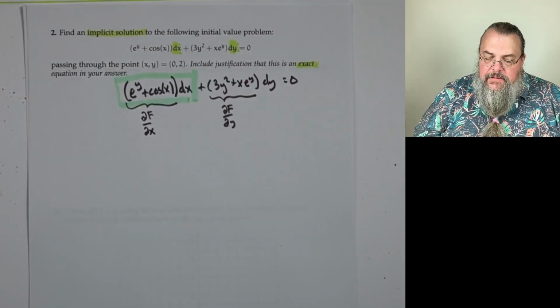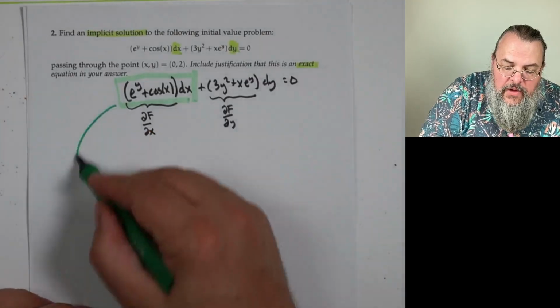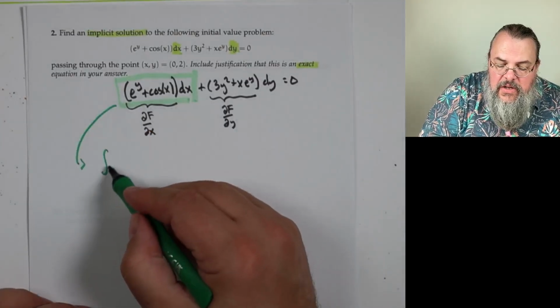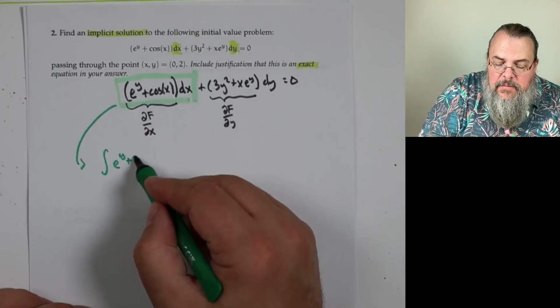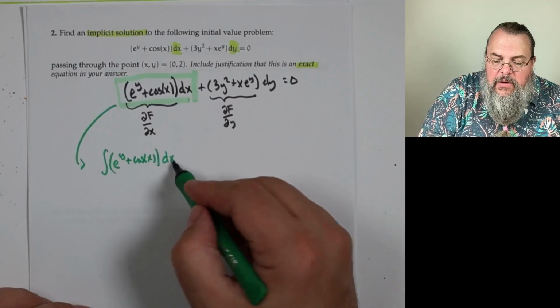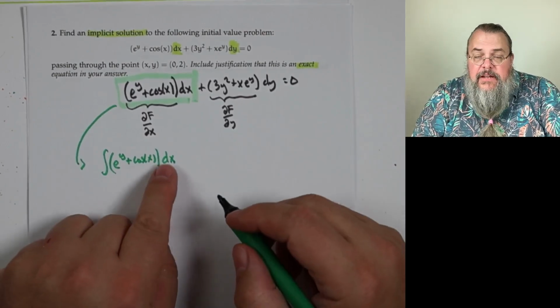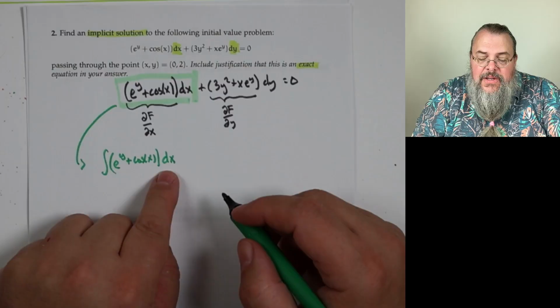So what do we have? Well, we have the following. We're going to say integrate e to the y plus cosine of x dx. And what that means is when we're integrating, we're thinking the thing that can vary is the x term.